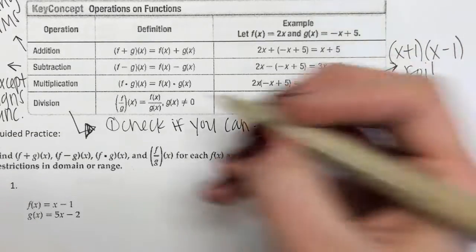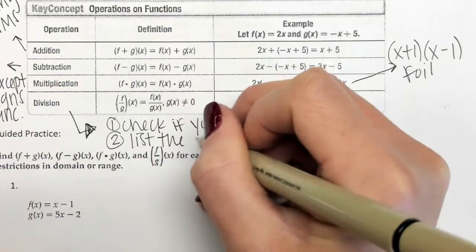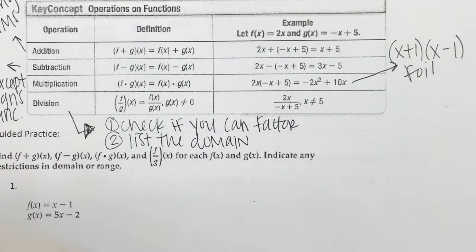And the second thing you have to do when division is list the domain. And I know what you're thinking of. When you think domain, you think graphs, but we're not graphing. It's a little different.